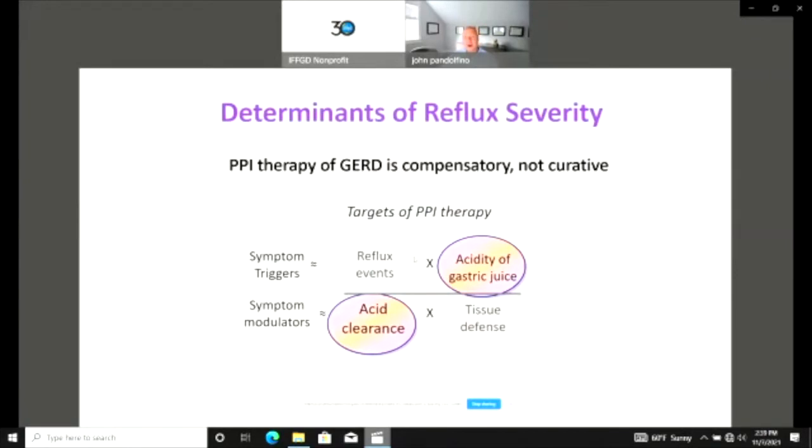Now, as I mentioned, though, even though GERD is not a disease of abnormal amounts of acid in the stomach, the target of our PPI, or proton pump inhibitor therapy, is really focused as a compensatory treatment and not curative. Really, what we do is we just reduce the acidity of the gastric juice so that when you actually have it in your esophagus, it's not as irritating or noxious.